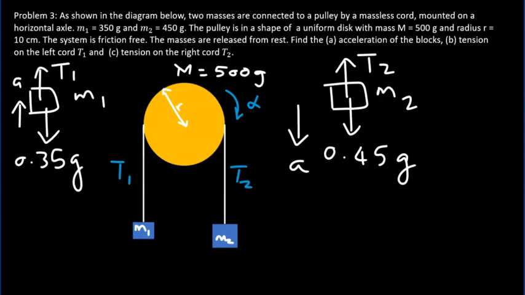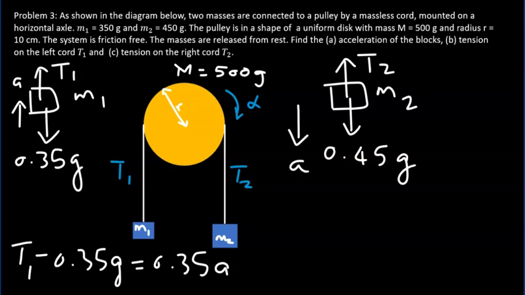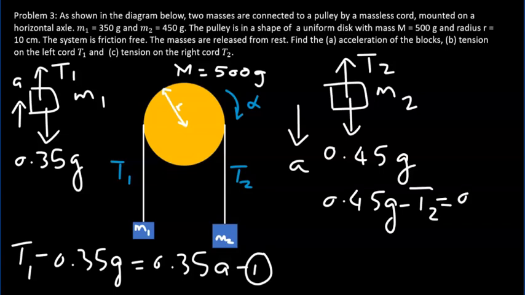So let's write down F equals ma for these two free body diagrams. For the first case, the net force is T1 minus 0.35 g, and that equals ma, 0.35 a. So that's equation 1. For equation 2, you have to rely on the second free body diagram. The net force is 0.45 g minus tension 2 equals mass 0.45 times acceleration. So that is equation 2.